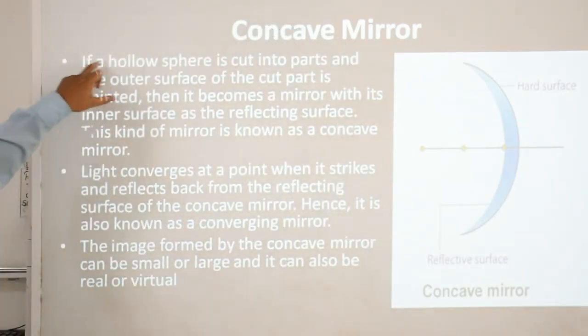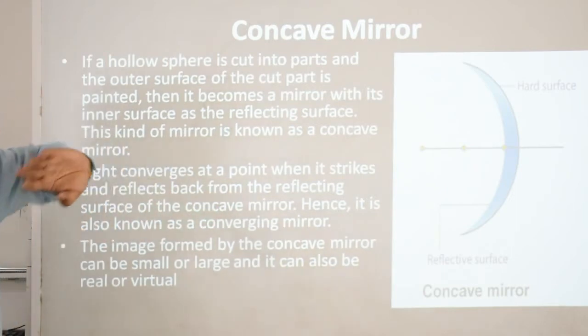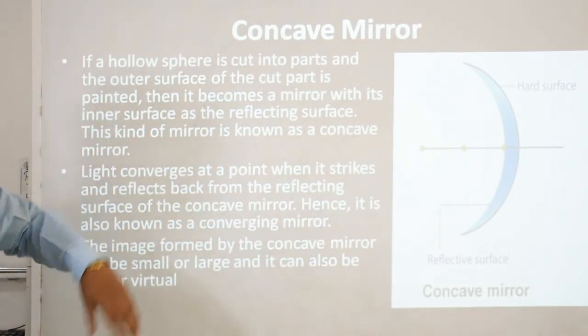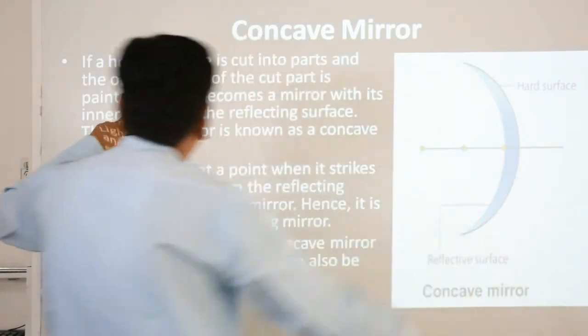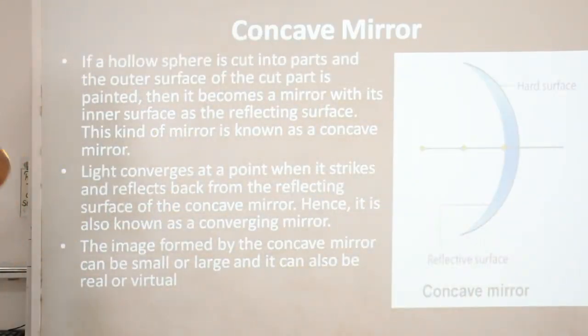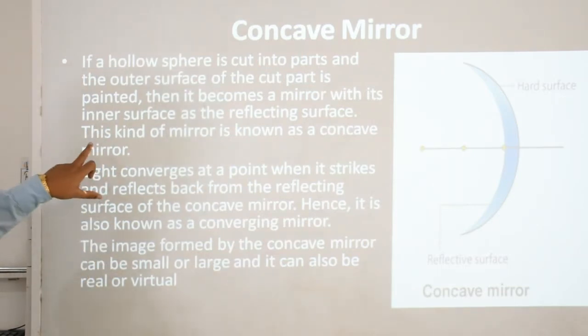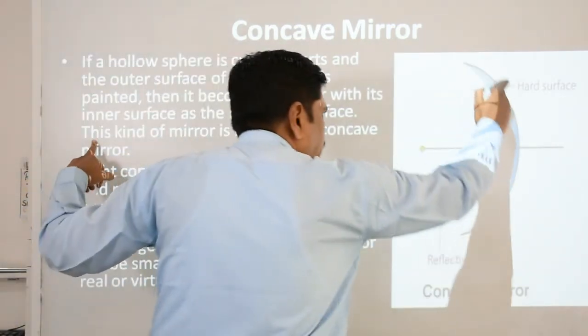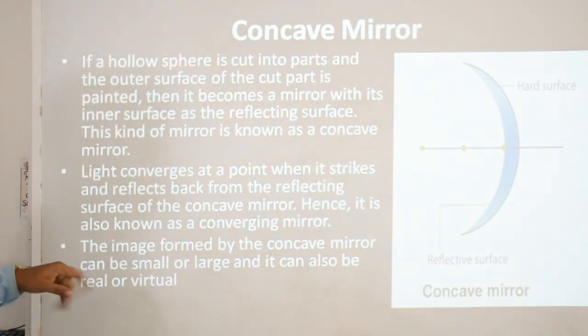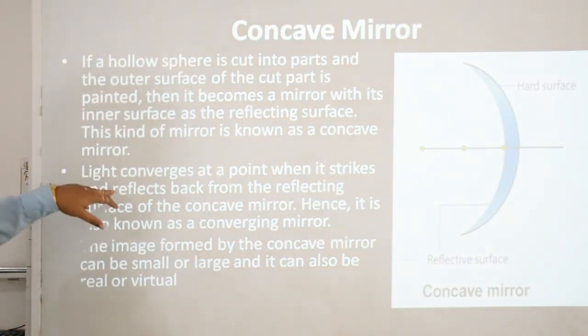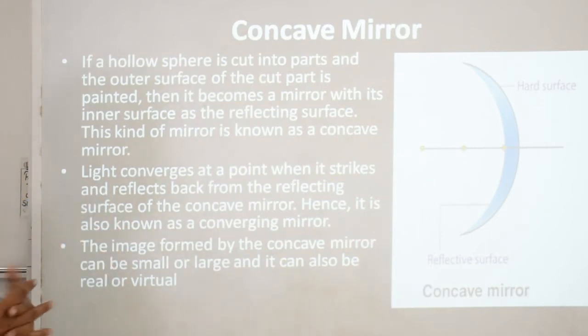Remember, if a hollow sphere is cut into parts and the outer surface of the cut part is painted, from where? Outside. Clear? Then it becomes a mirror with its inner surface as the reflecting surface. So which is the reflecting surface? The inner surface. And this kind of mirror is called the concave mirror. Remember about this, the light converges at a point when it strikes and is reflected back from the reflecting surface.